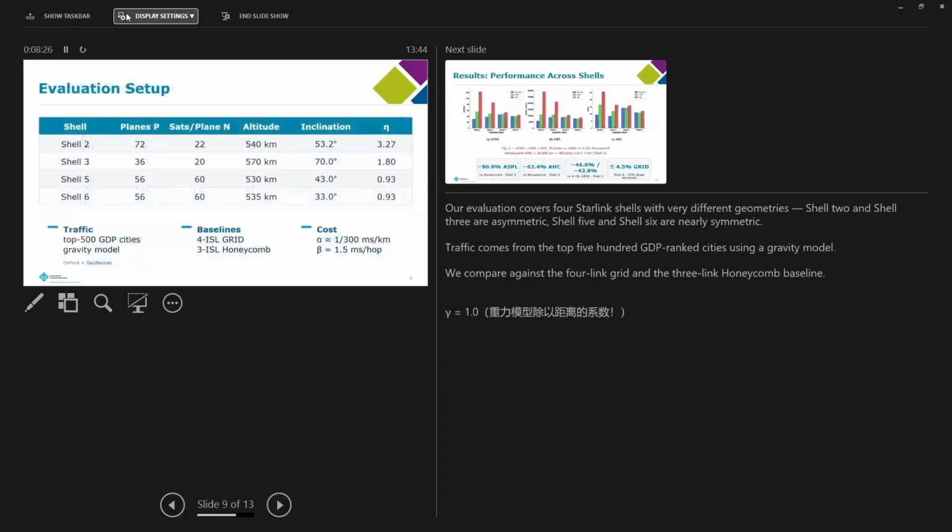And here comes our experiment part. We use 4 Starlink shells with very different geometries. We define shells 2 and 3 as asymmetric. As you can see, their plane number is much bigger than the satellite number per plane. And shells 5 and 6 are nearly symmetric because these 2 numbers are nearly equal. And we use traffic from the top 500 GDP-ranked cities using a gravity model. And we compare our method against the 4-link grid and the 3-link honeycomb baselines.